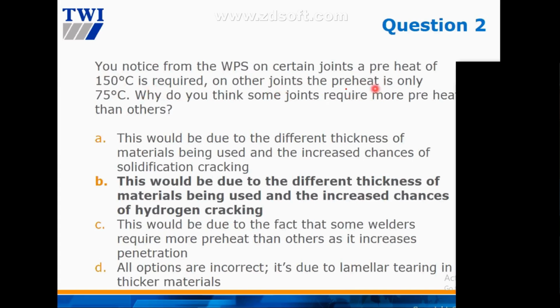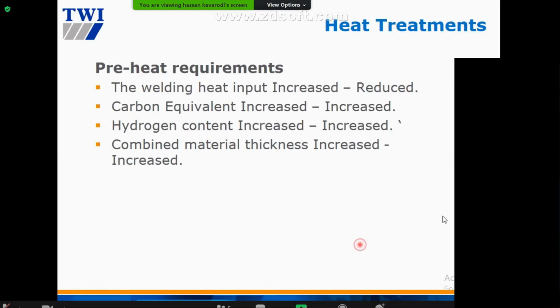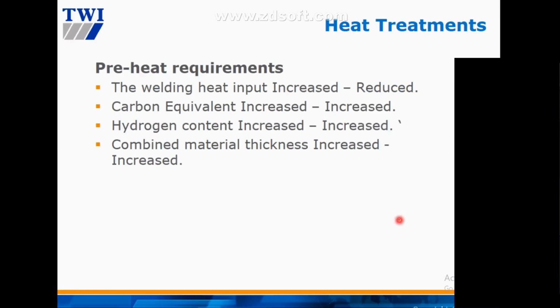Number 2, you notice from the WPS that on a certain joint, preheat 150 degrees C is required. On another joint, preheat is only 75. Why do you think some joints require more preheat than others? All right, please memorize this one. The factors for preheat, which you don't have in your slide, take a photo of this. Memorize. All right, so these are the factors for preheat. We got 4 factors: heat input, carbon equivalent, hydrogen, thickness.